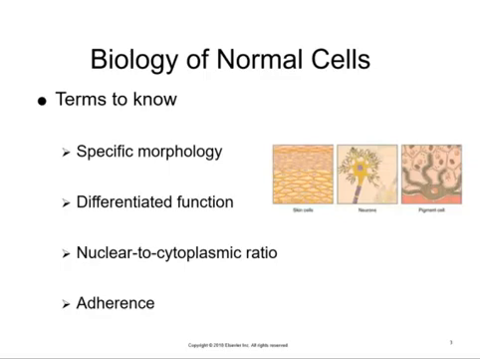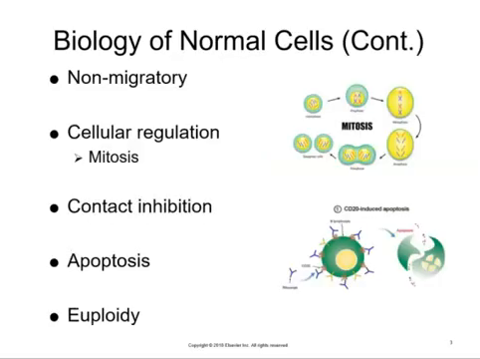The exceptions to these are going to be your WBCs and your RBCs. And that's for obvious reasons, because we don't want them going around in the circulation and sticking to each other and forming clots. Non-migratory just means that normal cells don't go wandering around the body. The exception to this is, of course, your blood cells.